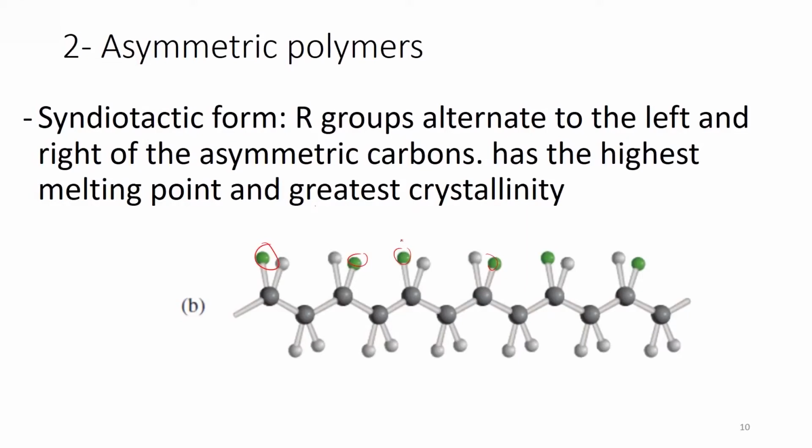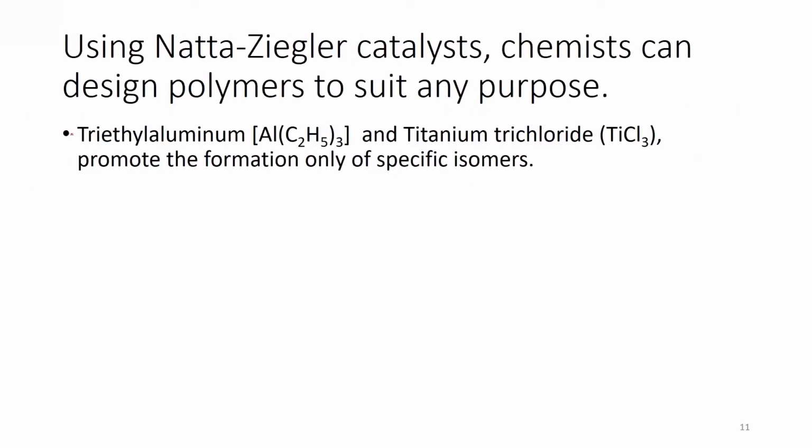This pattern will give me high melting point polymers with a greater crystallinity compared to the atactic, which is randomly organized, or the isotactic polymers. Those are what we call the syndiotactic polymers. So usually, when we try to prepare polymers, we use the Ziegler-Natta catalysts. Those catalysts are used to prepare certain designed polymers that suit any purposes.